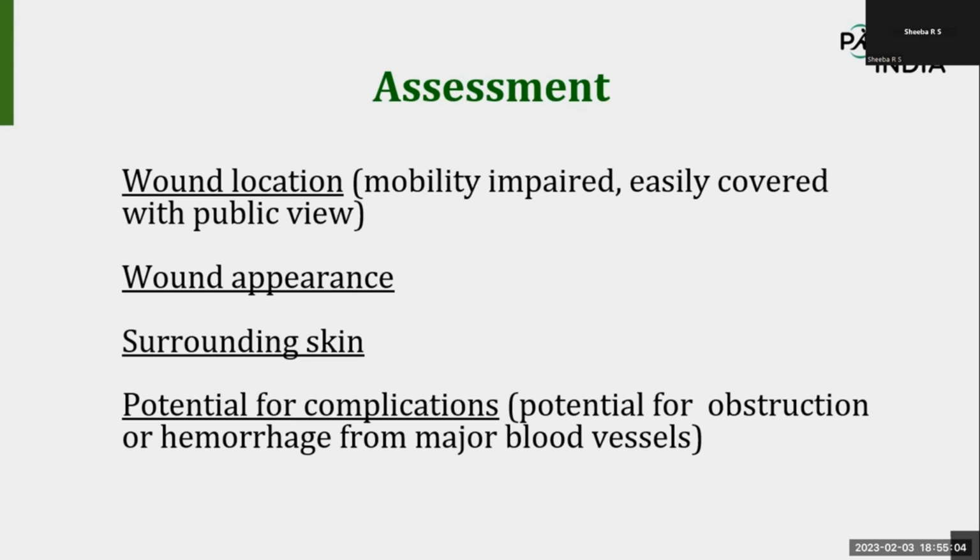So if they are afraid or reluctant to sit near the person, they might be thinking, because of my wound, why did God punish me like this? These kinds of thoughts will be there. So if possible, you can cover the wound properly from public view.